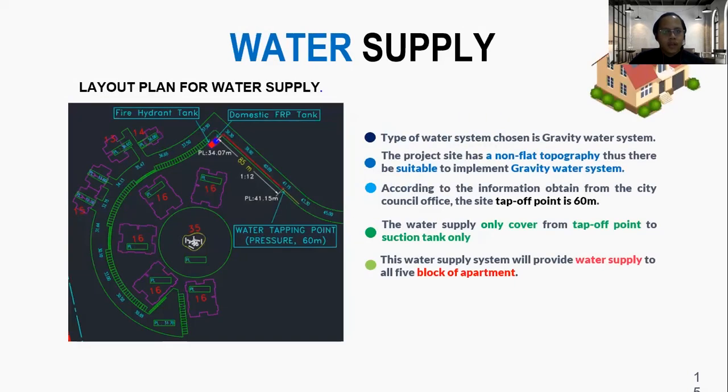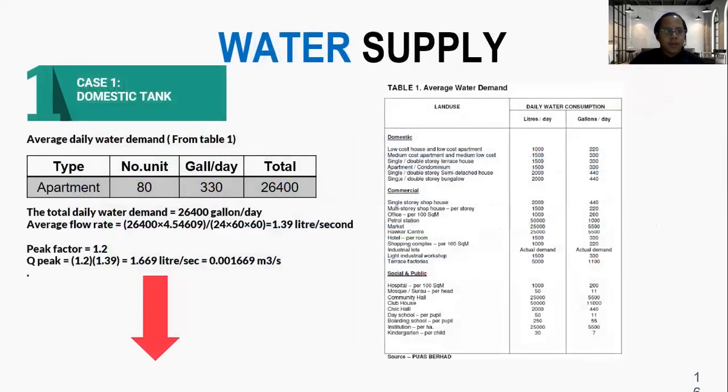Firstly, we have to prepare the layout plan according to the water tapping point that will be prepared by the local authority, and provide a fire hydrant tank and a domestic tank. From the layout plan, we have to design the domestic tank.